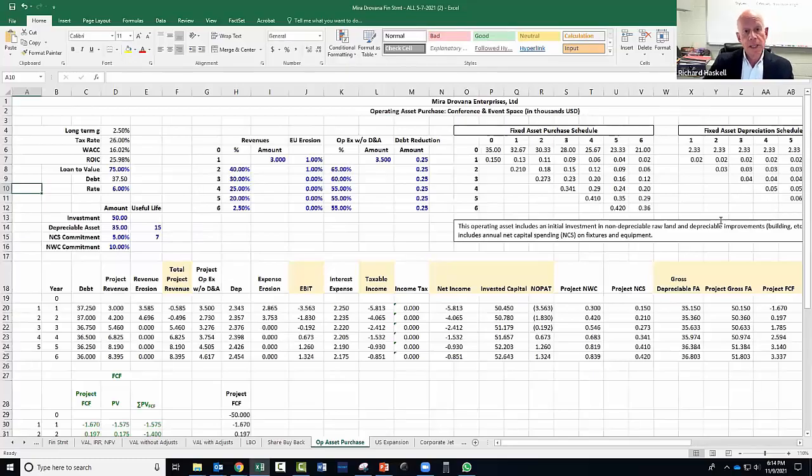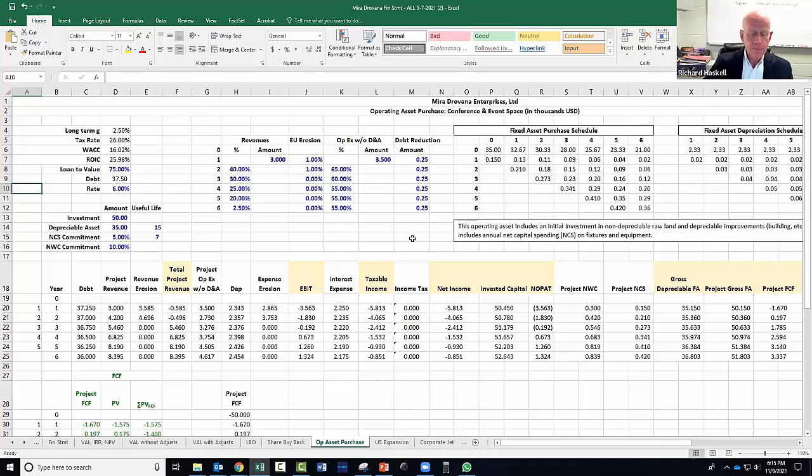So to begin with, I believe you recognize that we're not going to do a full firm level valuation on Erosion. We've already done some of that. We're simply going to consider the merits of an investment that they might make. In this case, it's an operating asset purchase of a conference and an event space in the United States. And you'll recall that Erosion has their primary income source perhaps in Europe, with some revenues coming out of the U.S.